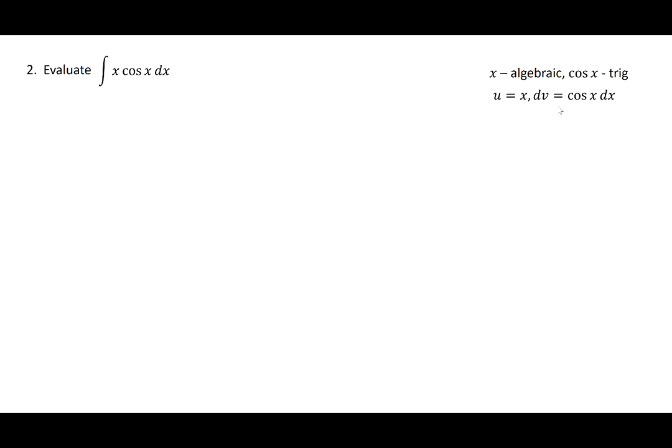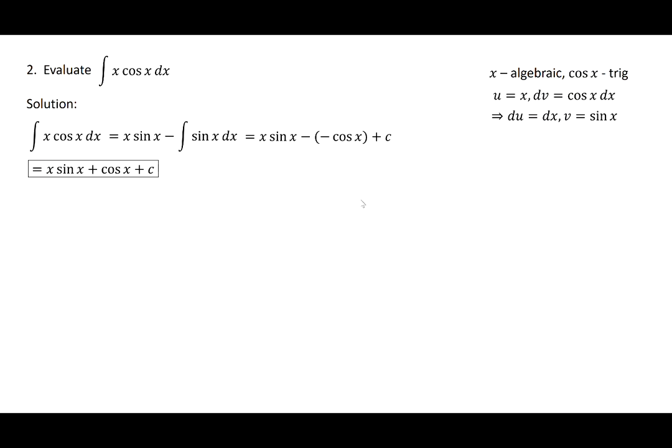All right. So u equals x, dv equals cosine x dx. And what's the next step? Figure out du and v. If u is equal to x, du is dx. If dv is cosine x dx, v is the integral. Now, what's the integral of cosine x dx? Don't say negative sine x, it's positive sine x, right? The derivative of cosine x is negative sine x, but the integral of cosine x dx is positive sine x. Okay, so that's what we have.